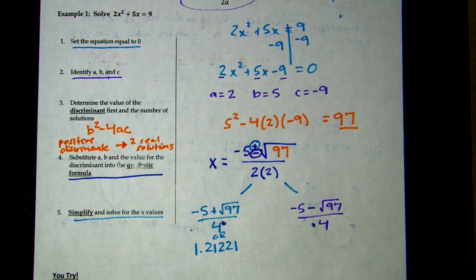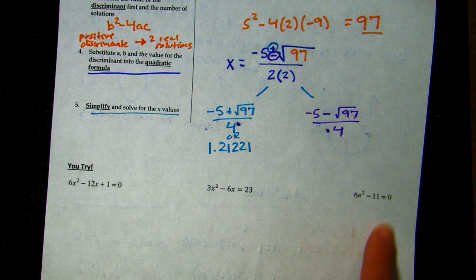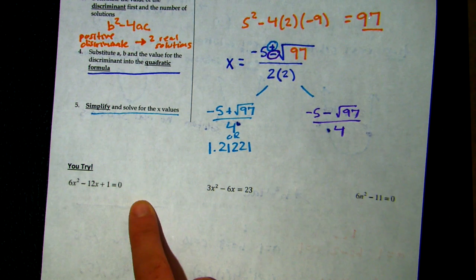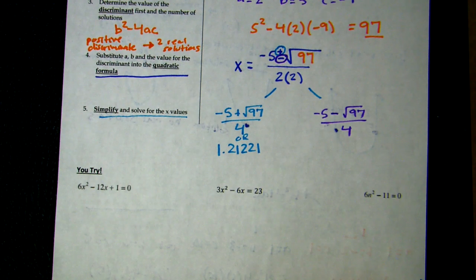All right, I think that is it for this side of the notes. Go ahead and finish these 3 on the bottom. These get a little bit tricky with labeling your a, b, and c values. Answer key for that will be posted on the board. That's it.